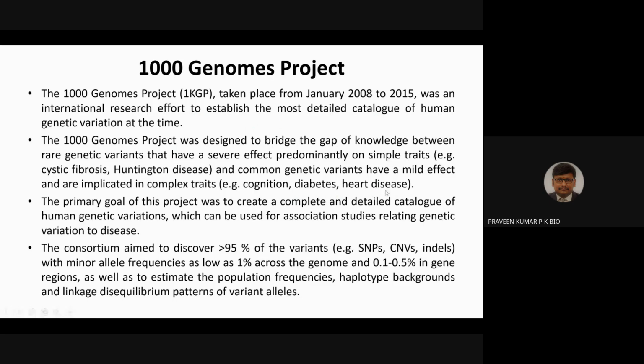Heart disease is the first disease. I mean, this ranks number one in percentage of fatality. Next to that, diabetes. In India, it was like that. So we got an importance to go for 1,000. Even India has a 1,000 project. The consortium aims to discover 95% of the variants.